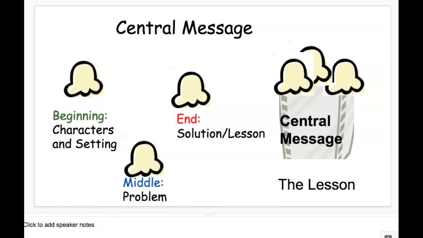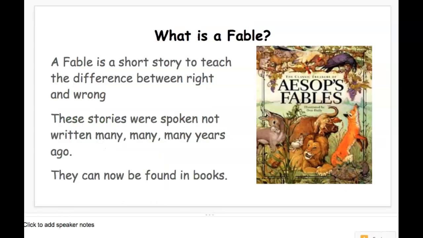As promised, I told you today we are going to learn what a fable is. Some of you may already know this. However, I want to go over what a fable is. A fable is a short story to teach the difference between right and wrong. So we learn by reading these stories, there's a character who's not making a good decision, and there's a character who is making a good decision. And the author wants to show us this through a story.